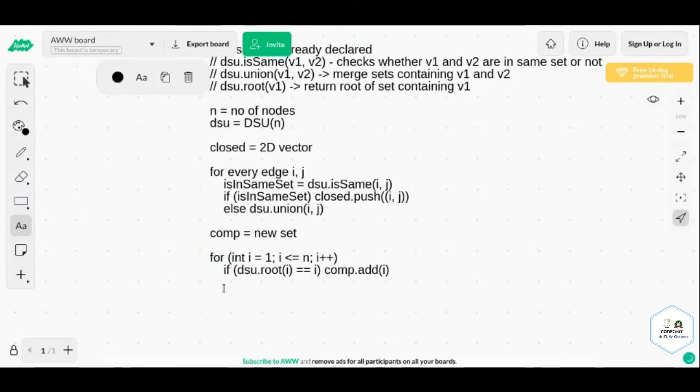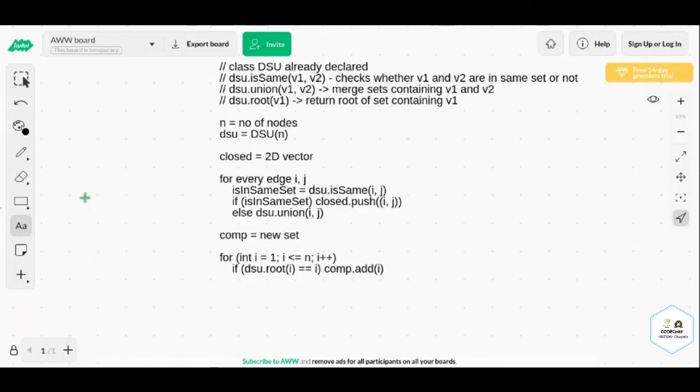Now we can connect all the components. If the size of closed is 2, meaning two roads are to be closed, then the size of components will be 3, that is 2 plus 1. We have to connect 1 and 4, and 4 and 5. So we need two edges, that's why three nodes.